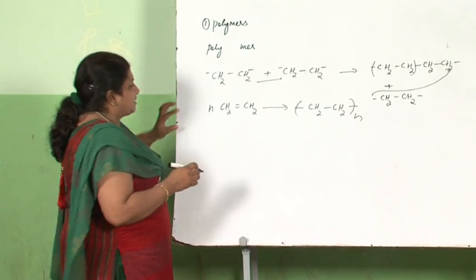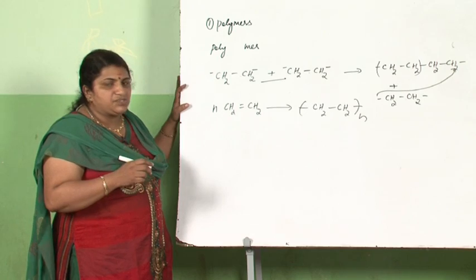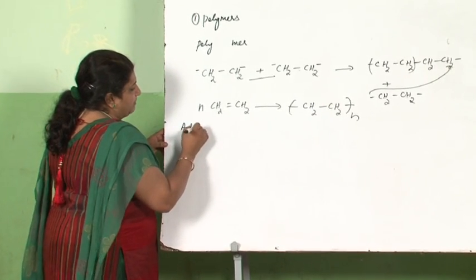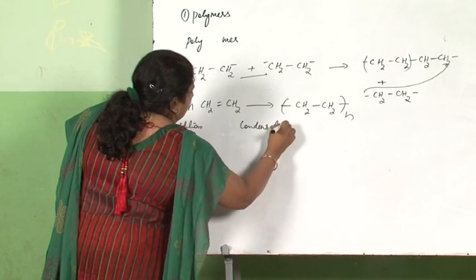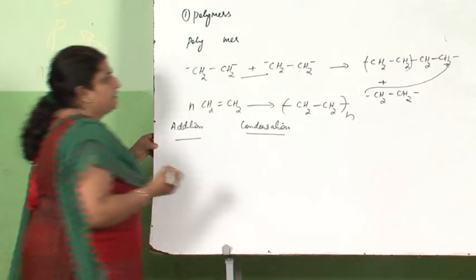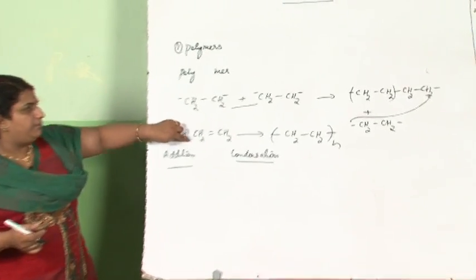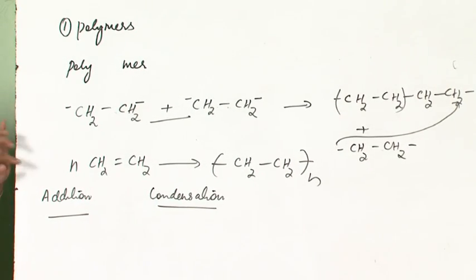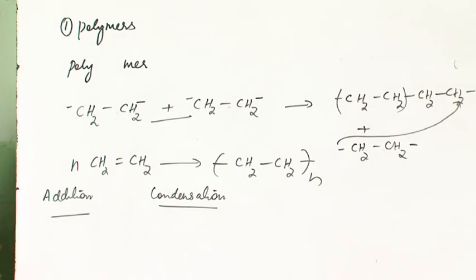Now it comes to classification based on mode of polymerization. Polymers polymerize in different ways. Based on the mode of polymerization, it is classified into addition polymerization and condensation polymerization. Addition polymerization you have seen, ethylene polymerized to give polythene. Polythene carry bags and all you are very familiar with. In addition polymerization, monomers add end to end and form long chain polymers.